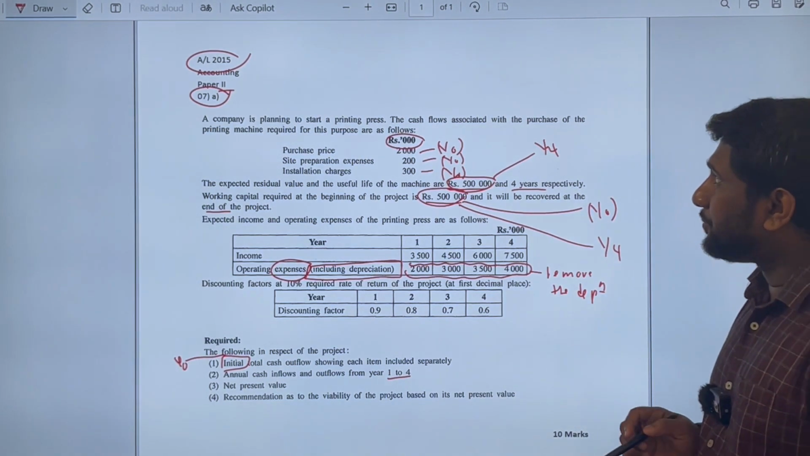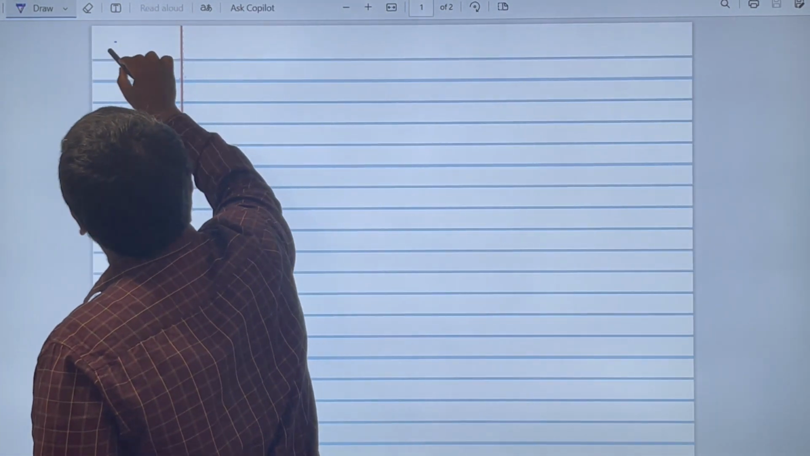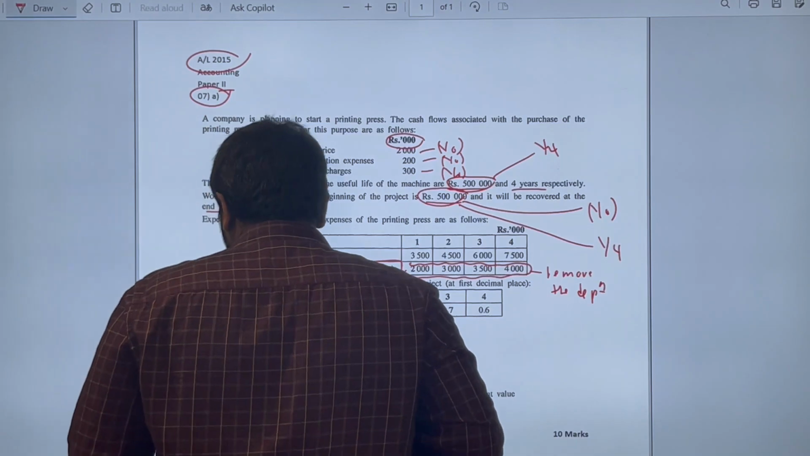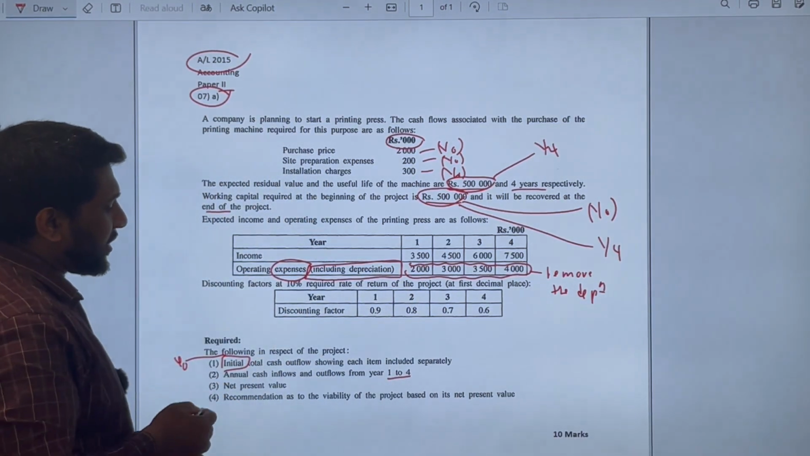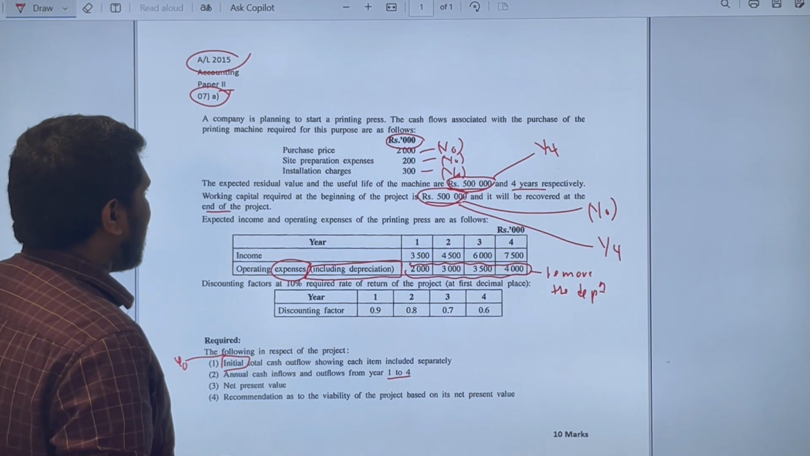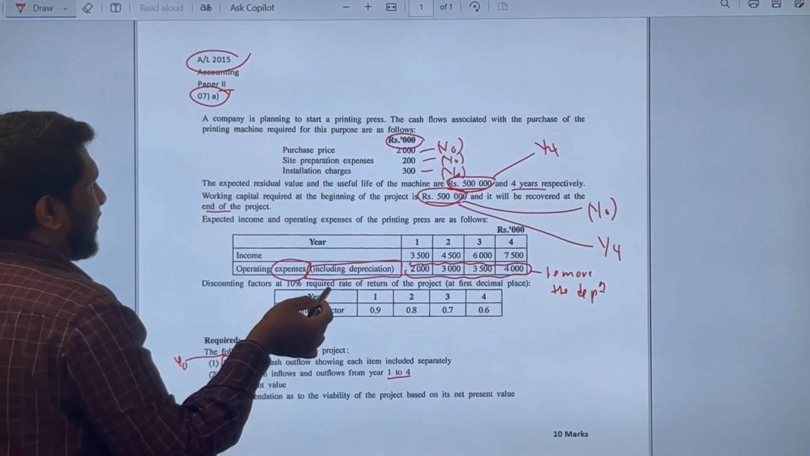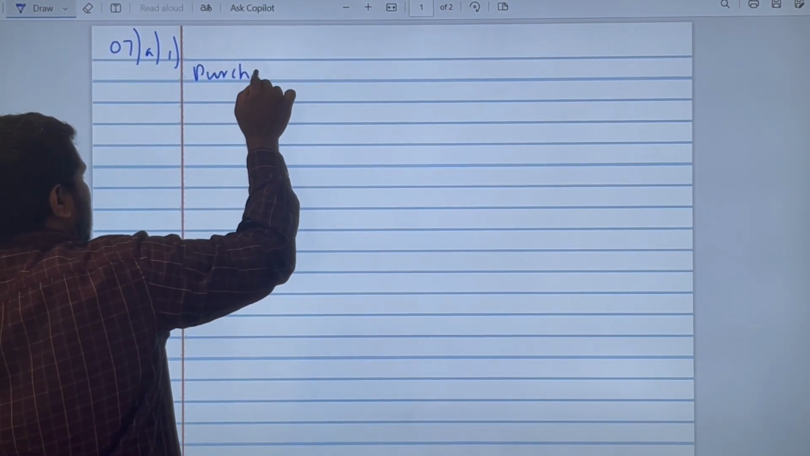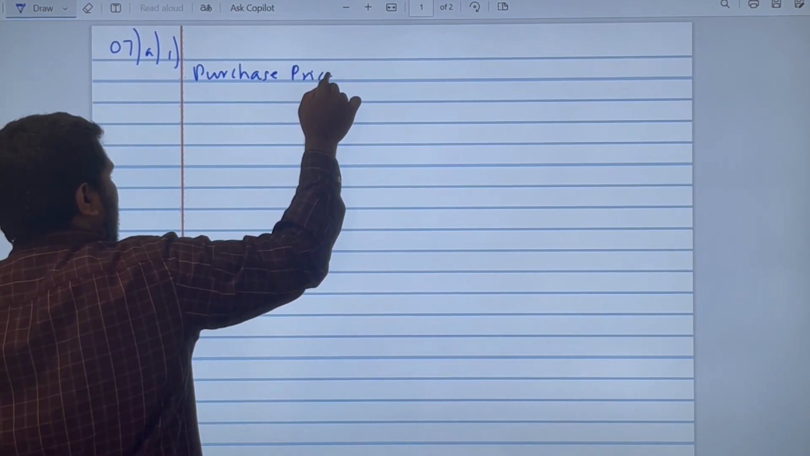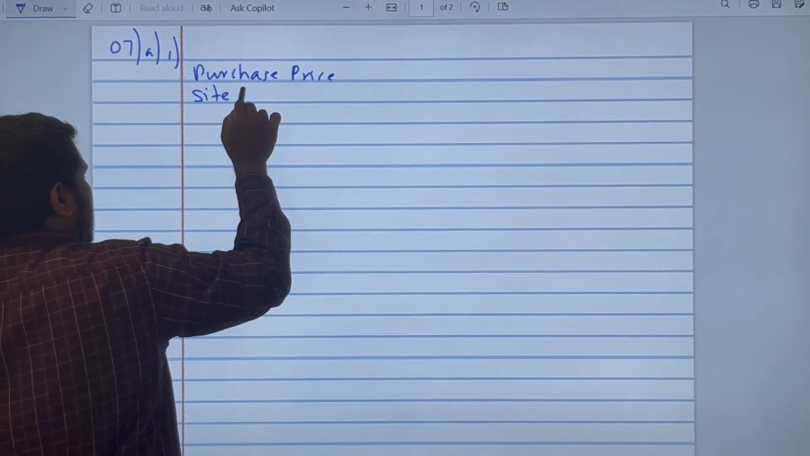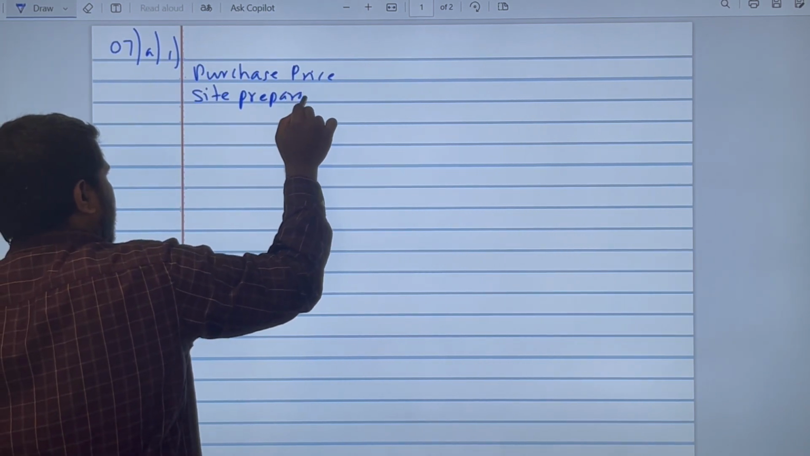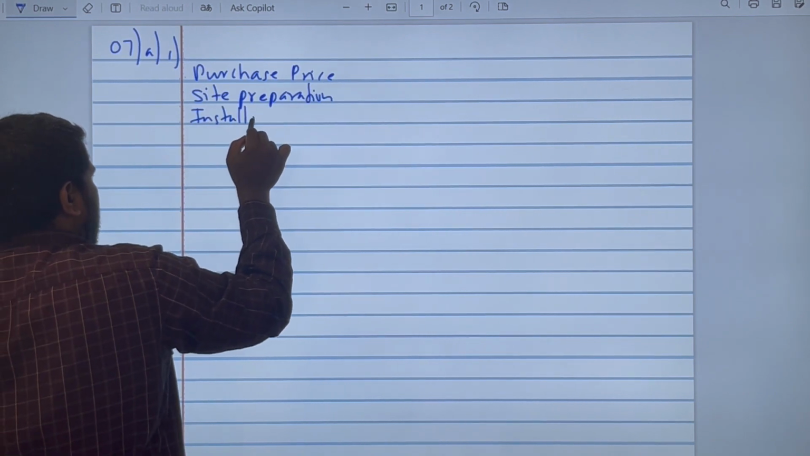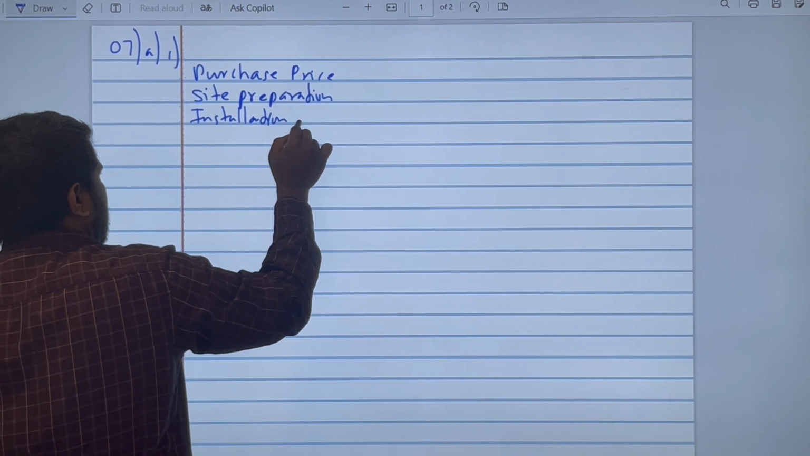Now we'll go to the question. Question number 7, part A, part 1. First, we have to show the initial cash outflow showing each item included separately. So we'll write it: purchase price, site preparation, and installation charges.